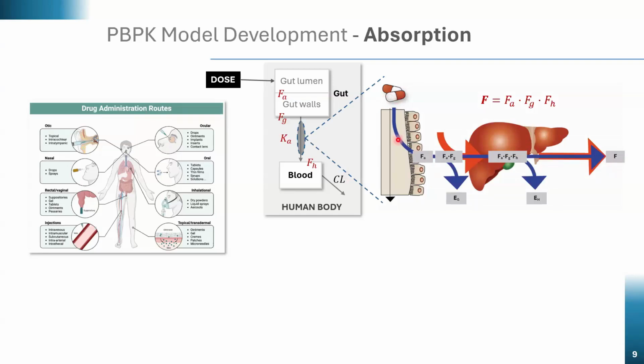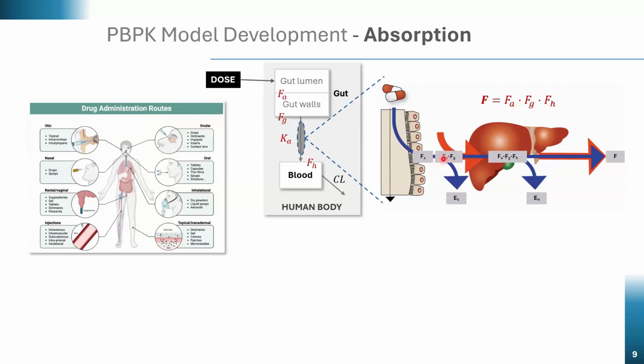So as you can see, this is the lumen. The first barrier is that the drug has to successfully cross into the gut wall. Not all drugs will do that most times. The fraction of the drug that successfully does that is Fa. Then once the drug crosses, some of it is lost to gut metabolism.